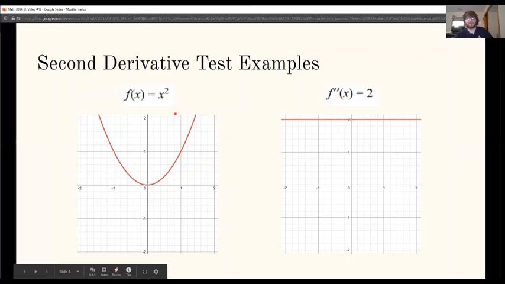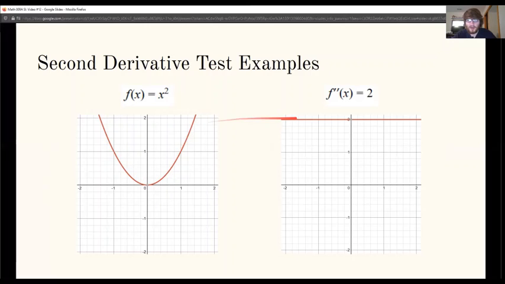Using the same examples, but this time we're using the second derivative test. We have f of x is equal to x squared. We see, again, we have a minimum here. And here our second derivative is positive. It's strictly positive. It's just equal to 2.